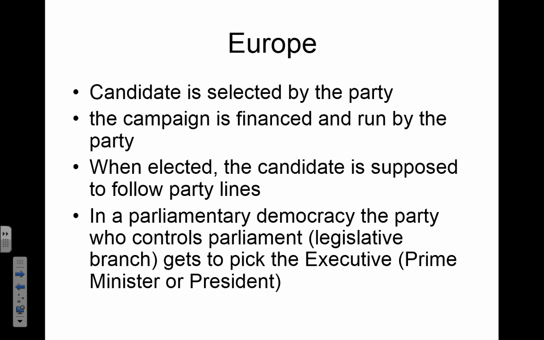But a typical parliamentary system is still a democracy. It's just that you choose your leaders differently. Our president is chosen independently of Congress. So again, they become more of an individual we're voting for, not necessarily a party.